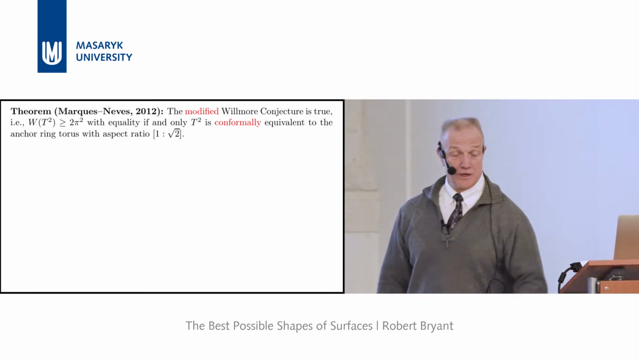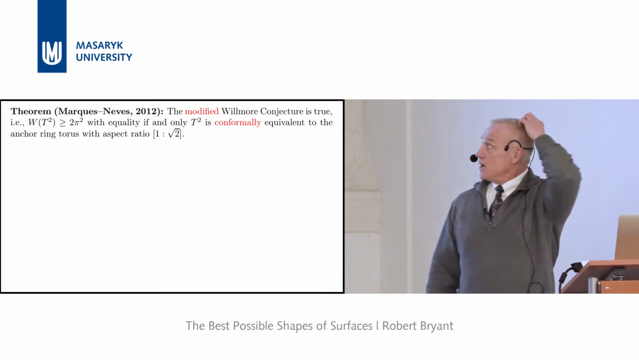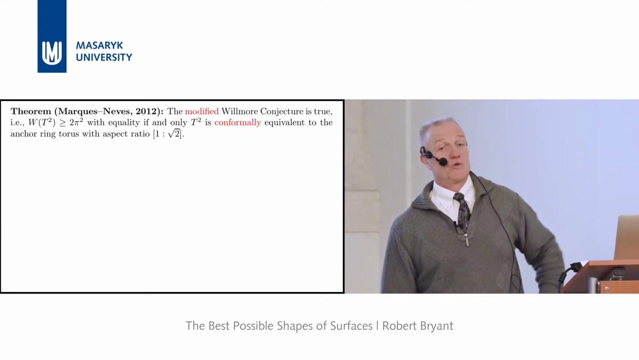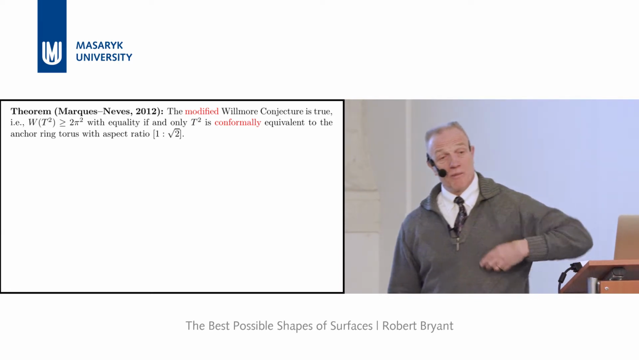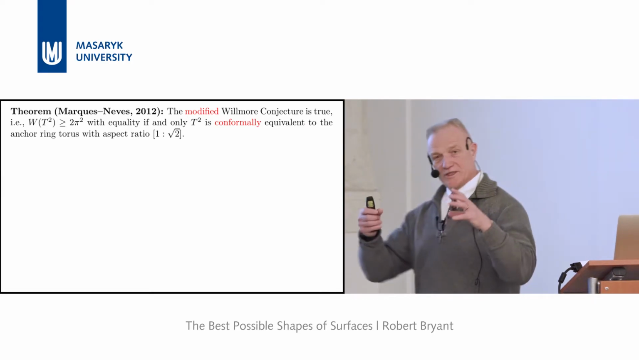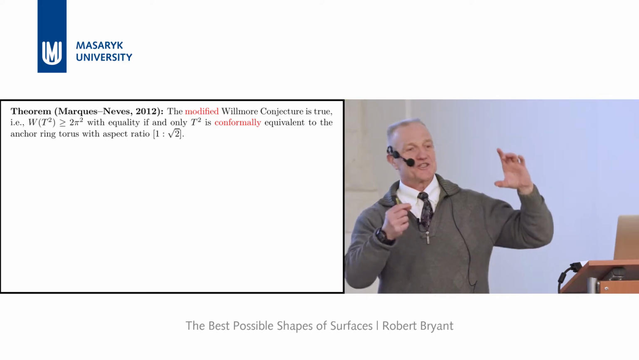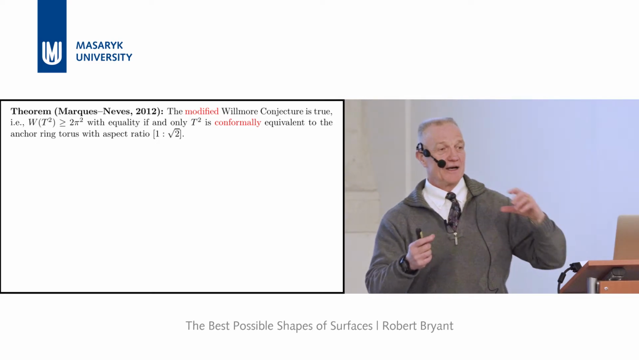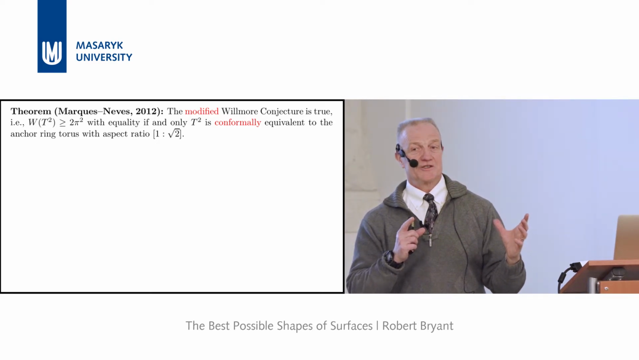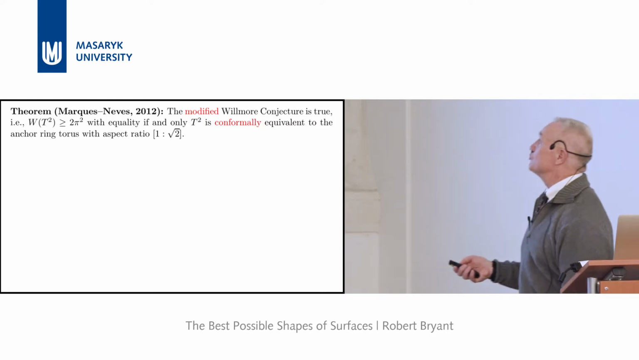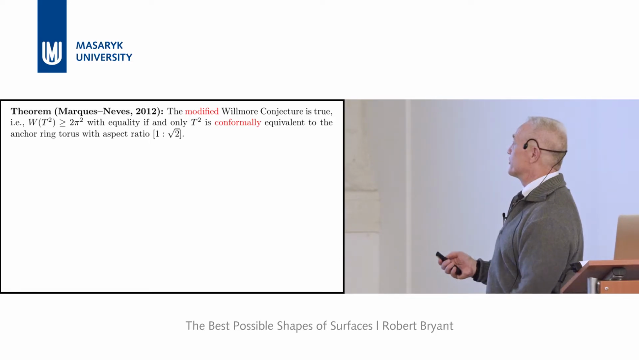Six years ago, Marques and Neves were able to prove the Willmore conjecture. That is, I should say, the modified Willmore conjecture, because remember we saw that the minimum is not just the anchor ring, because it can look like one of these weird bulged things, but up to conformal transformation, it is unique.